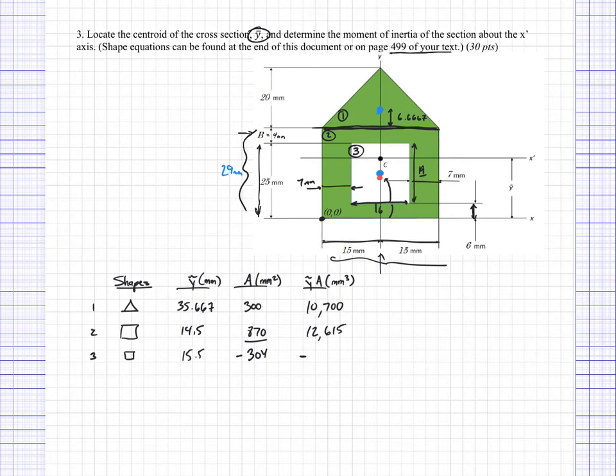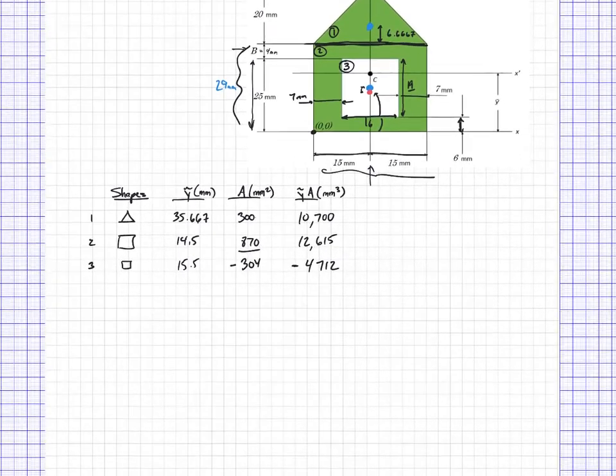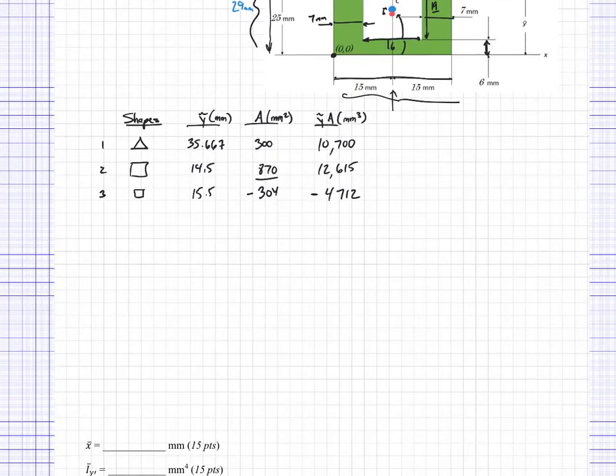Okay, so it looks like I drew them kind of incorrectly, right? These two should swap positions, but it doesn't matter, right? So 15.5 times 304 is going to give me a negative 4,712.